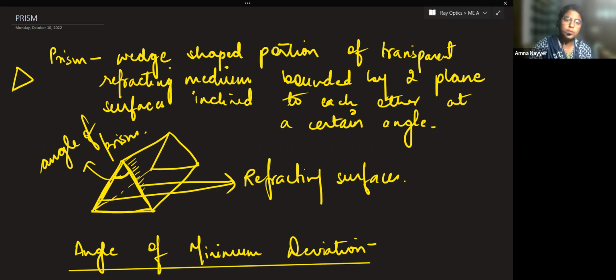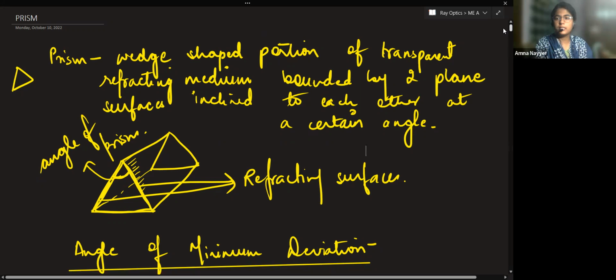Now we'll be just focusing on this part. Angle between these two plane surfaces. It's like this is a rectangle I have, this is a rectangle I have. I've inclined it. So this angle that is formed here at the tip is known as angle of prism. Two rectangles like this, I've joined them with a base and two triangles cover it.